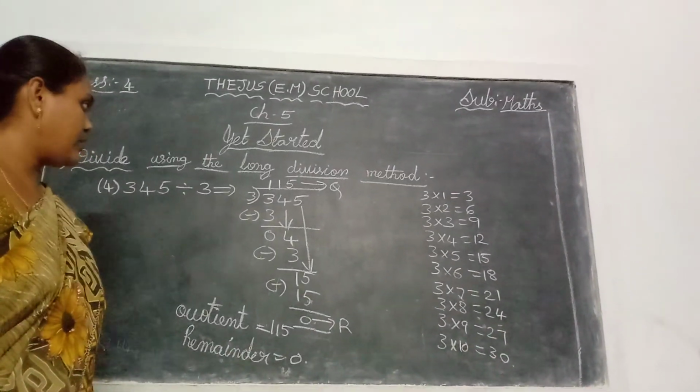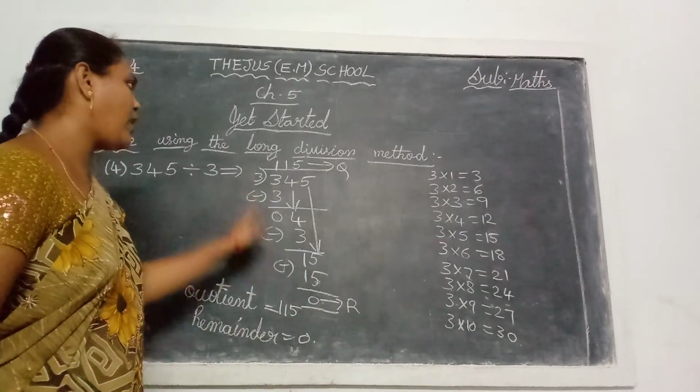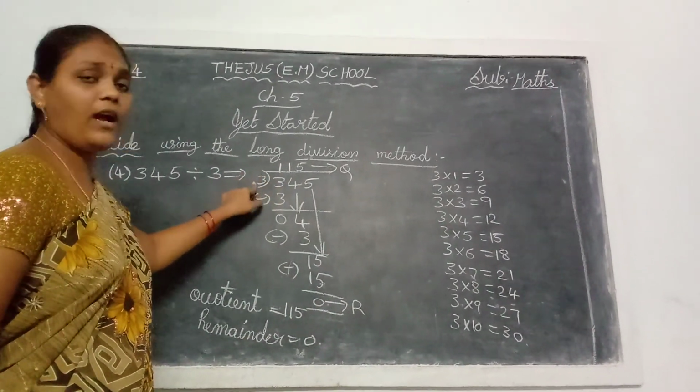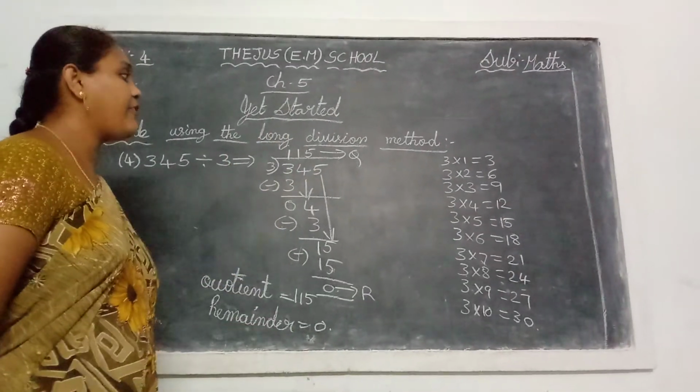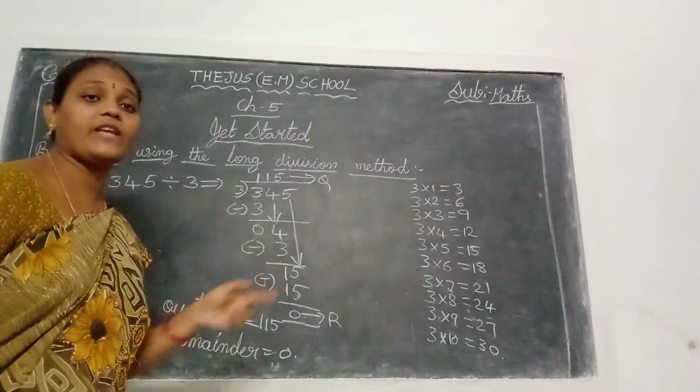Okay, children. So this is the quotient, this is the remainder. What is this? This is the divisor. This is the dividend. Okay. So note this sum in your notebooks. The table also you write in your rough side place. Okay.